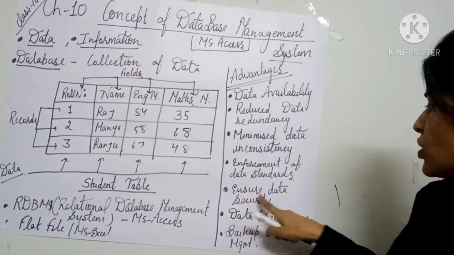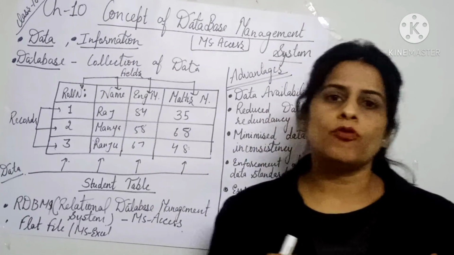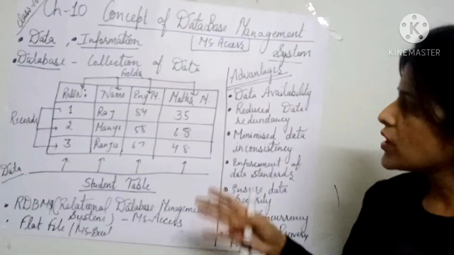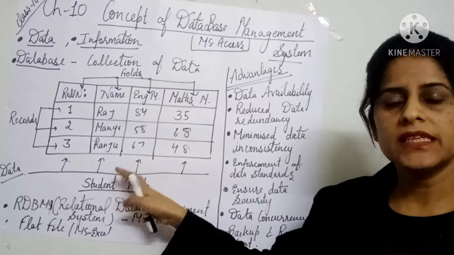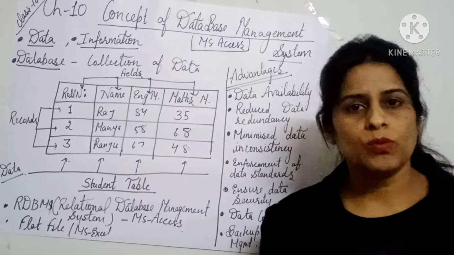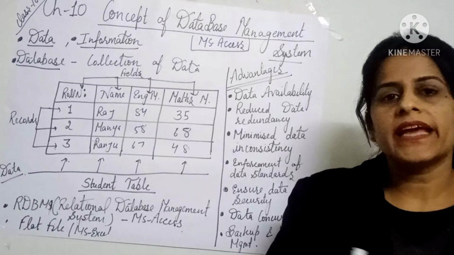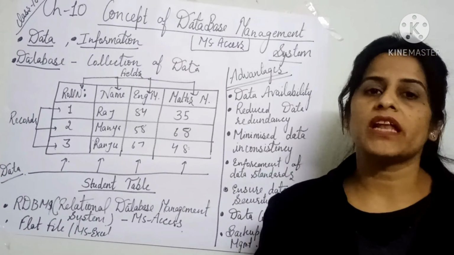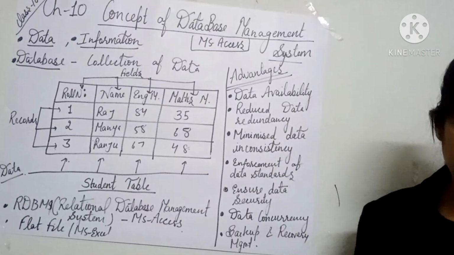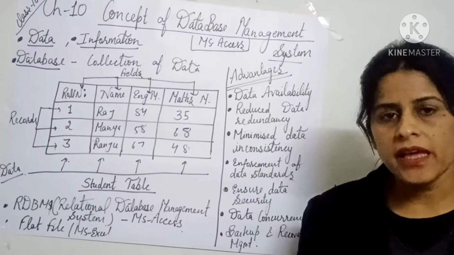Next is ensure the data security. It follows some data security also. When you store the data in these types of tables, there is data security. You can apply some password, you can apply some login, so that no one can easily access it. And plus you can give some permissions, so that any person cannot easily access it.